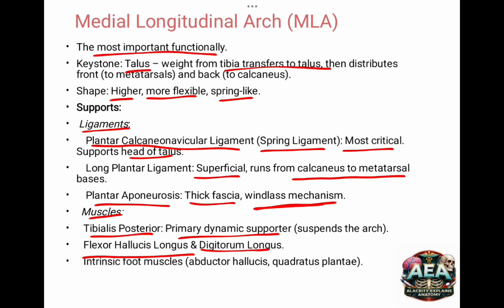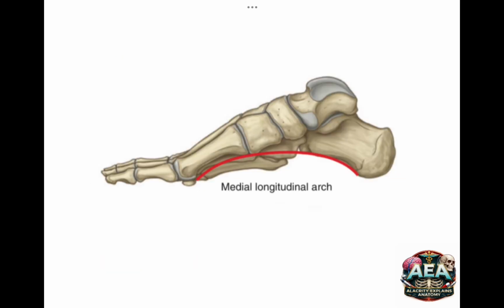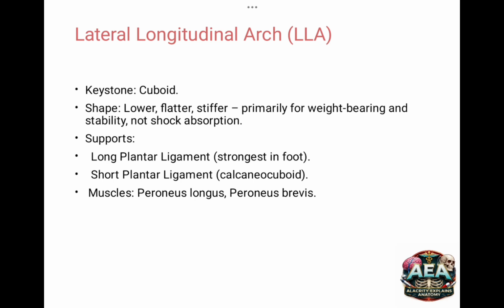We also have the intrinsic muscles of the foot. The adductor hallucis, the quadratus plantae. They all serve supportive function to the medial longitudinal arc. This is the medial longitudinal arc. We said from posterior to anterior, we have the calcaneus, we have the talus, we have the navicular, we have the cuneiforms, which are three cuneiforms, and we have the metatarsals, these first, second, and third metatarsals.